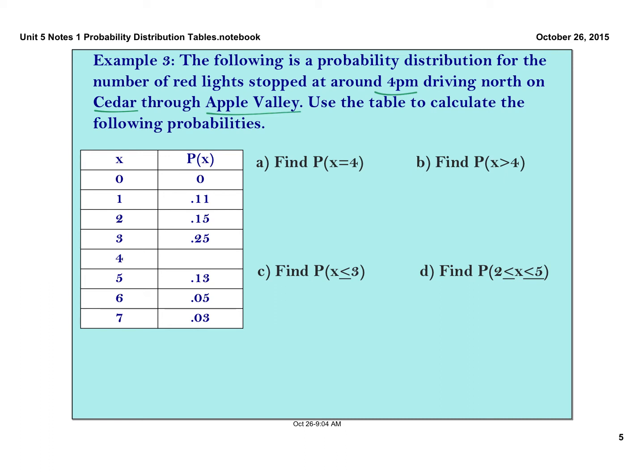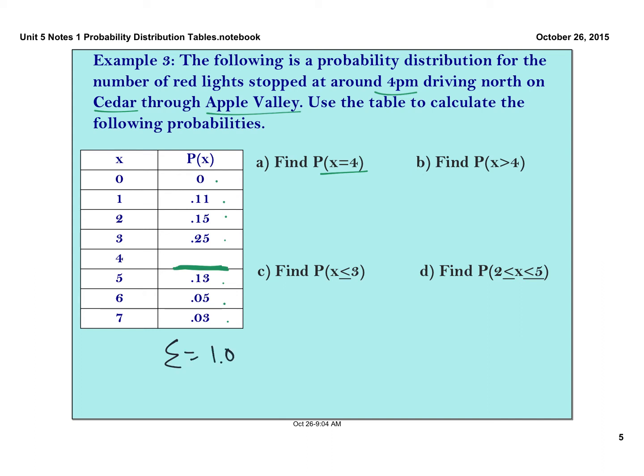So there's a possibility of 7 stoplights. Anywhere between 0 and 7 is what you could be stopped at. The first question is, what's the probability of stopping at 4? Now, 4 is a hole. It's missing, okay? I don't know what it is, but I know all the other ones. I also know that the whole table is equal to 1.0.